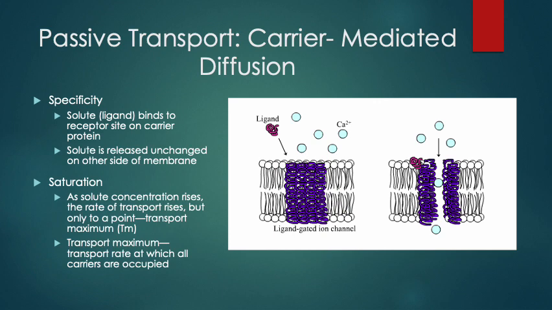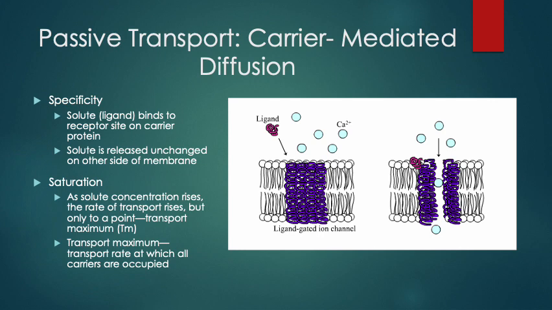Carrier-mediated diffusion has specificity, and saturation can change the rate at which it happens. So in this example of carrier-mediated diffusion, we have a ligand-gated channel. The channel is going to be something that opens and allows things to pass through, just like a channel for boats. So in this case, we have these gated channels, and a solute or a ligand will come along, and if it's the right one to go through the channel, it will bind to the receptor site on the channel and cause the channel to open. When that channel opens, these solutes can move through. When the solutes are done moving through, the ligand will unbind and it will close the channel.